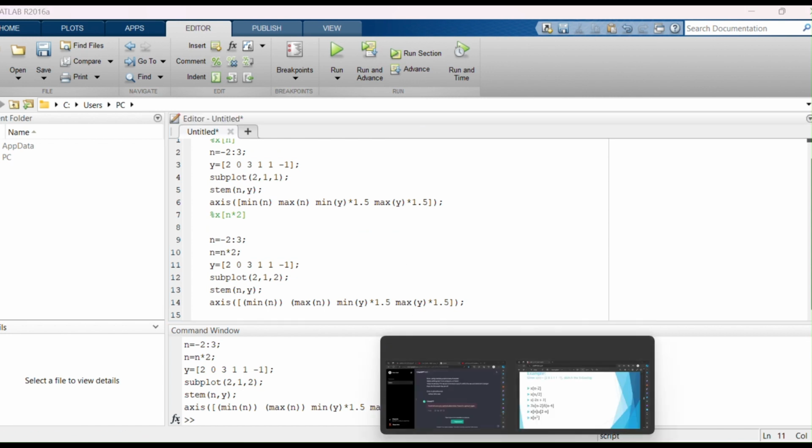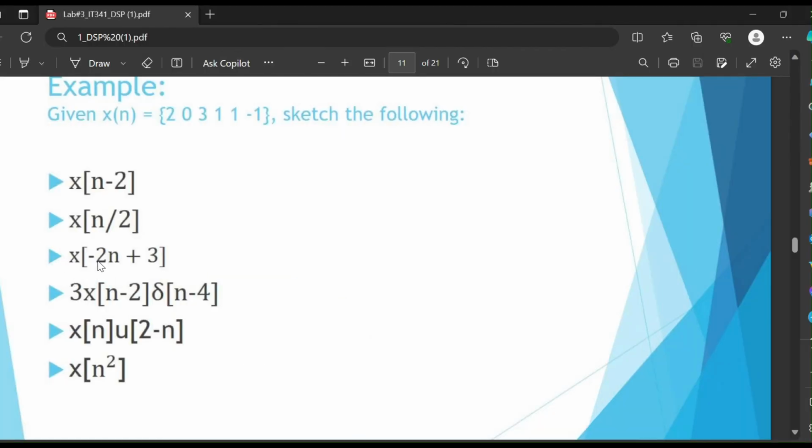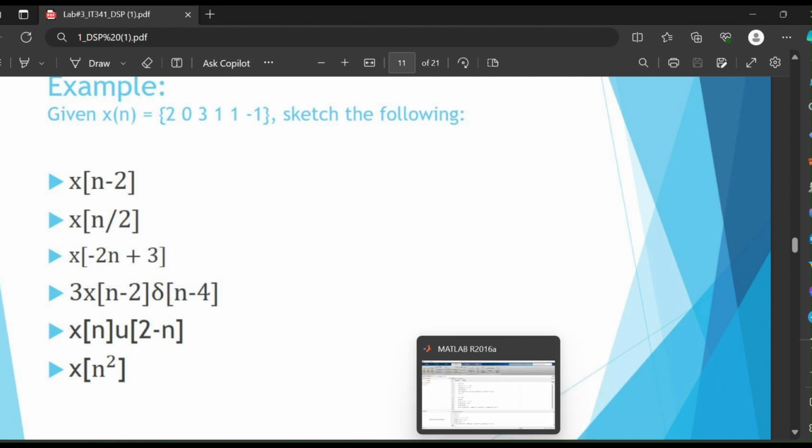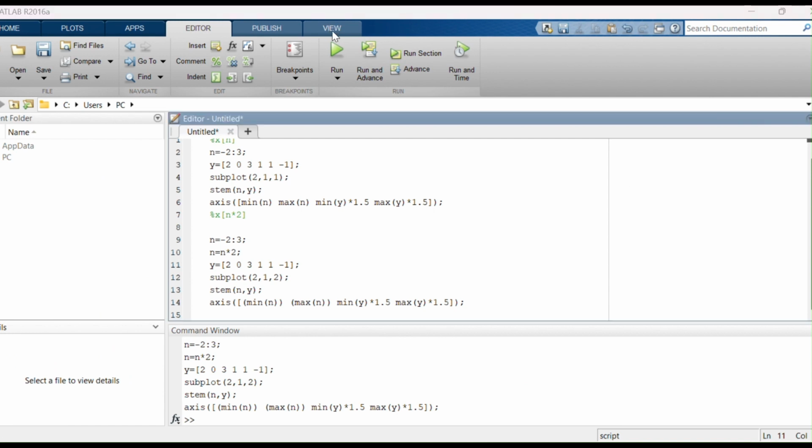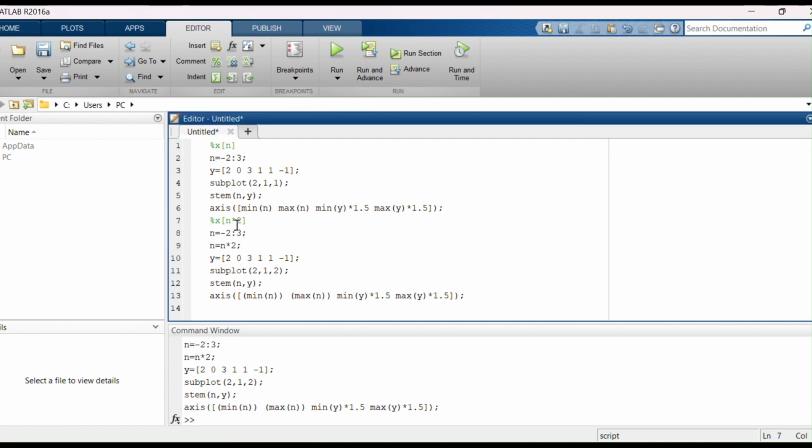Now let's see the next example. It says x of -2n plus 3. Okay, how will we solve this? So over here it is -2n plus 3. So it won't be multiplied. I said that the multiplication will be division. Okay, so -n divided by 2. This is plus 3, which means that it would be -3. This is all to do the same as this, but in the x-axis.